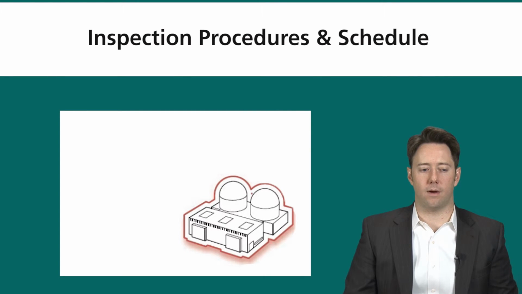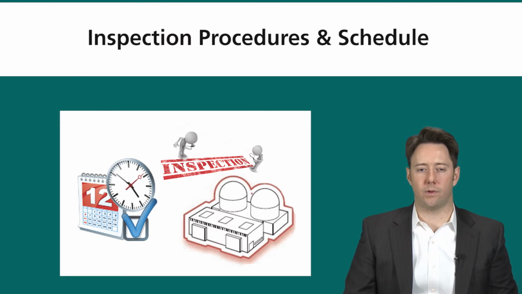The final step of the safeguards application is to determine the inspection procedures and schedule. And again, this is facility specific. It needs to be worked out with the operator and meet the needs of both the operator and the IAEA inspectors and any other subsequent verification protocols.